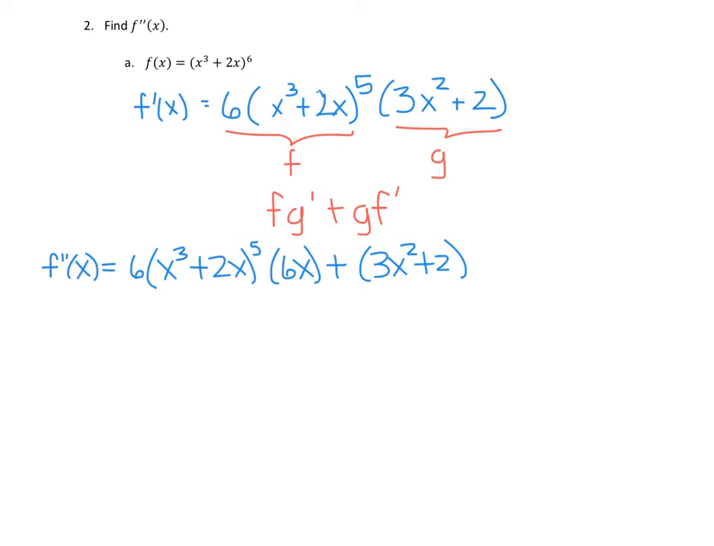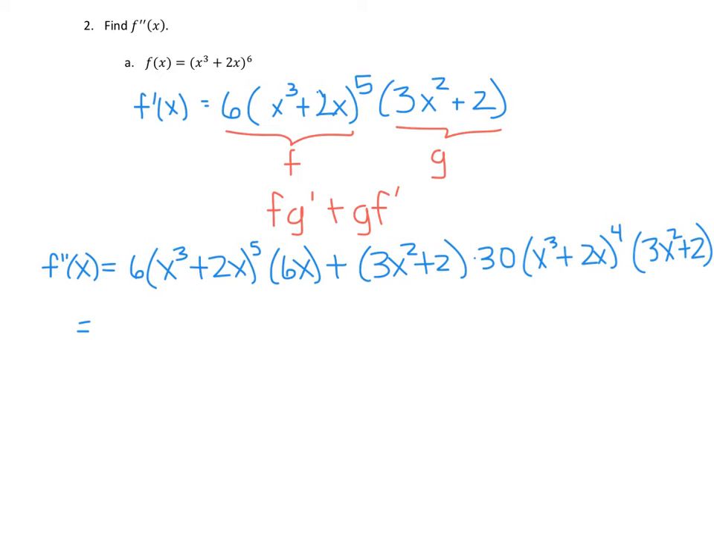So using the chain rule to find the derivative, we're going to bring the 5 out in front, so we're going to really have a 30, and then mentally blocking out what's inside the parentheses there, the x cubed plus 2x, subtract 1 from the exponent to give us a 4. Now we need to take the derivative of what's inside the function. So that's going to be 3x squared plus 2.